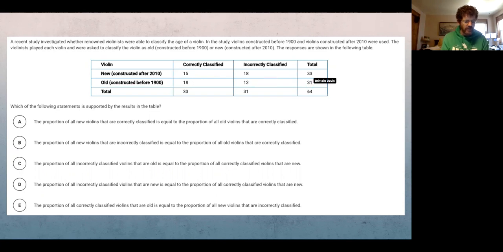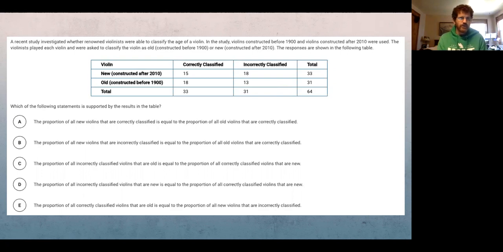Or of course, maybe it was incorrectly classified, so what's the probability that it was new? 18 out of 31. So conditional probability is what we're going to be looking at, and that's the theme of this question. And remember, these are all questions that in every case a majority of people missed, the most missed problems. All right, so which of the following statements is supported by the results?